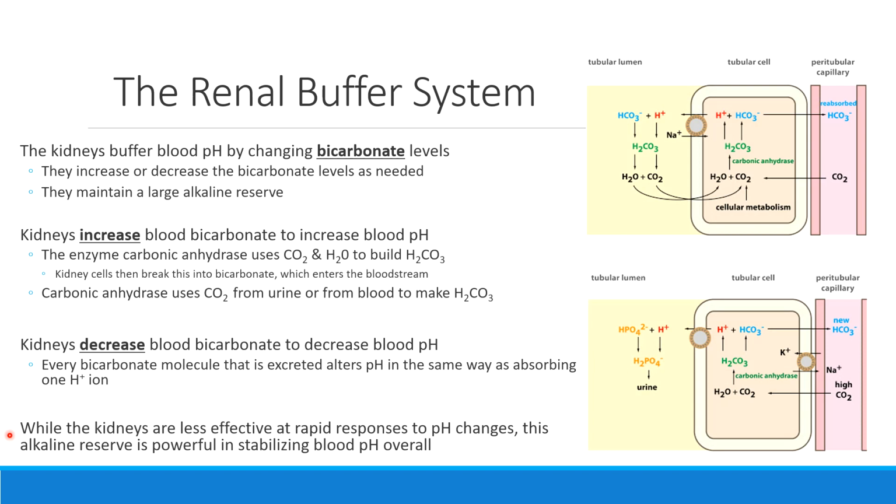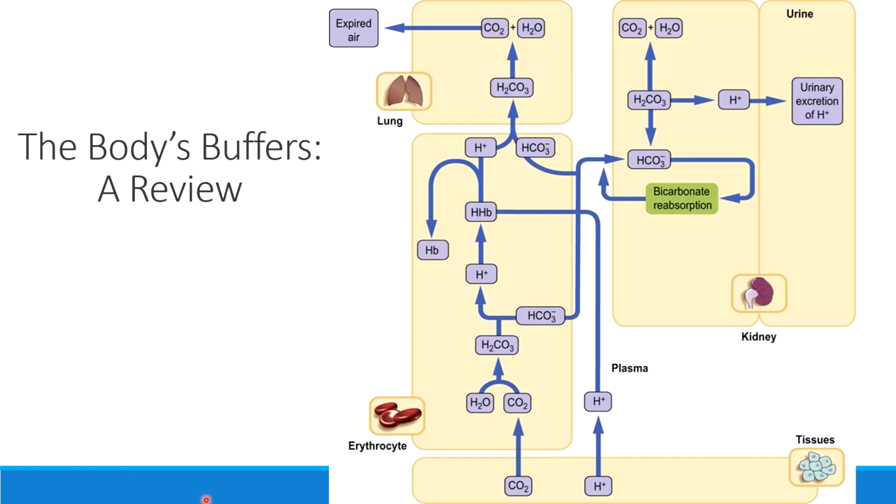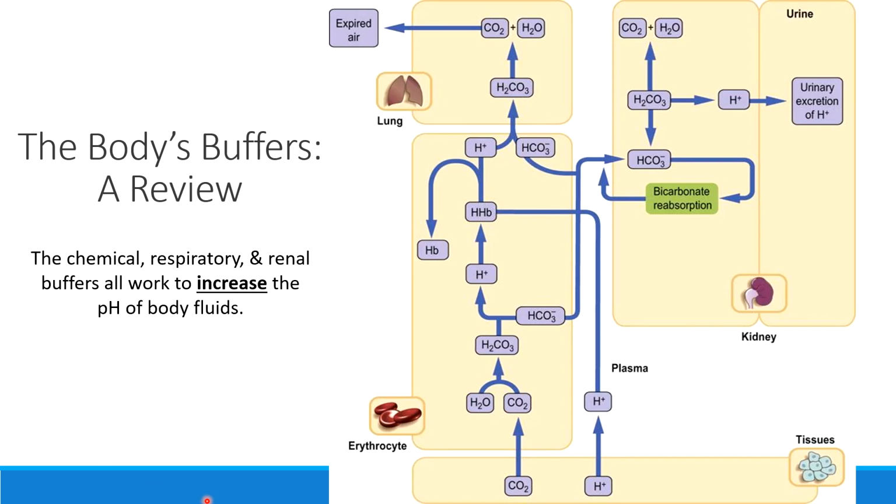I will mention that it's important to note with the kidneys that they're not very good at a rapid response, but especially because we have that alkaline reserve, the renal buffering system is critical to keeping your blood pH stable overall. So always remember, with our renal buffering system, the alkaline reserve. So let's look at our three buffering systems together all at once. When we talk about buffering the body's pH, all of these systems that we've talked about, the chemical system, the respiratory system, the renal system, are working together for the most part to increase our blood pH, to make it more basic.